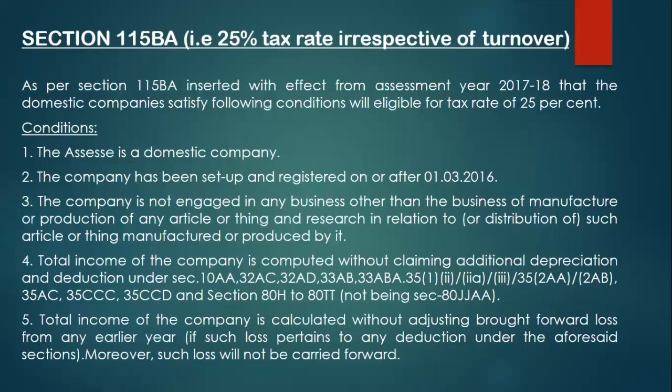Section 115BA, that is 25% tax irrespective of turnover. This section is an old section which was brought to give benefits to new manufacturing units set up after 1st March 2016. To avail the benefits of this section, various deductions as mentioned in condition 4 in the slide need to be foregone. Not only this, the brought forward losses and unabsorbed depreciation of earlier years pertaining to above deductions shall not be allowed to be adjusted.